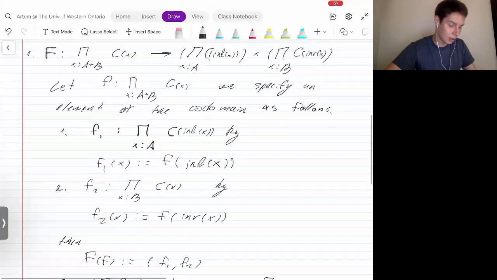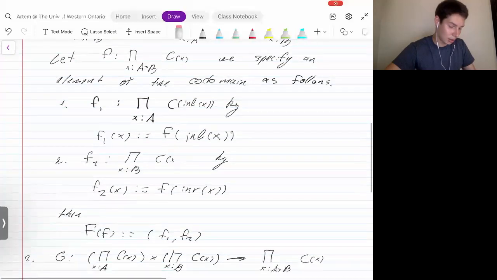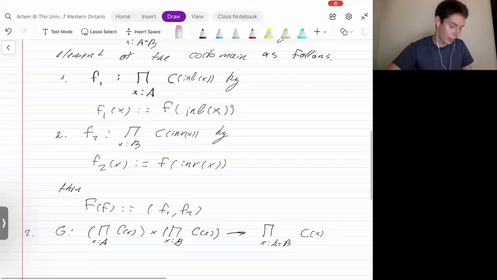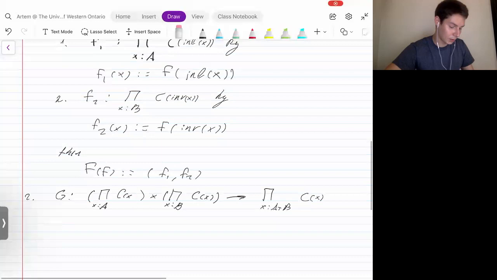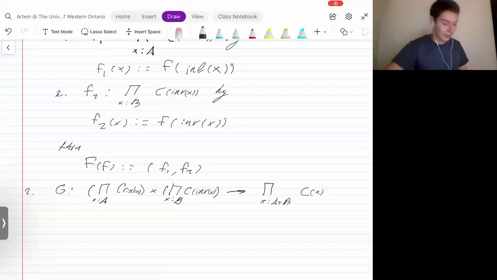x. And here too, inr x. Here also inl x. And here too, inr x. Okay. So let's specify the second function.